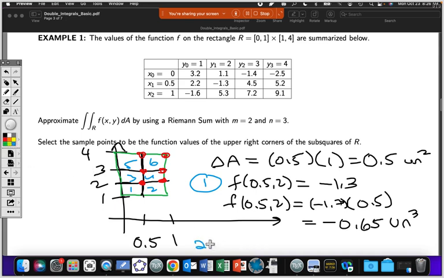All right, and then for rectangle 2, I'd look at the coordinates here. So x is now 1, y is still 2. So x is 1, y is 2. That's 5.3. So I take the 5.3 times the 0.5, and I would get that value.